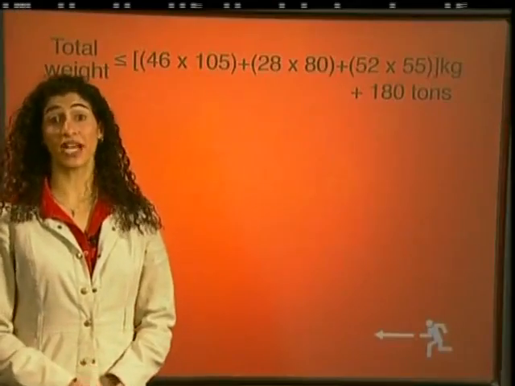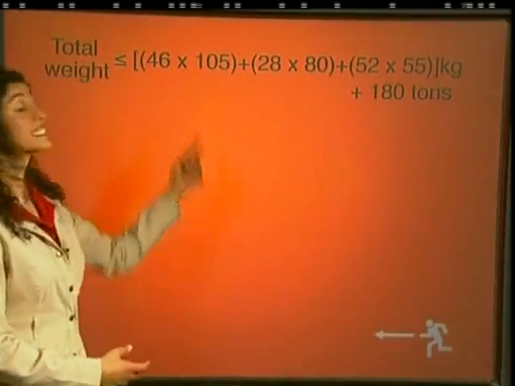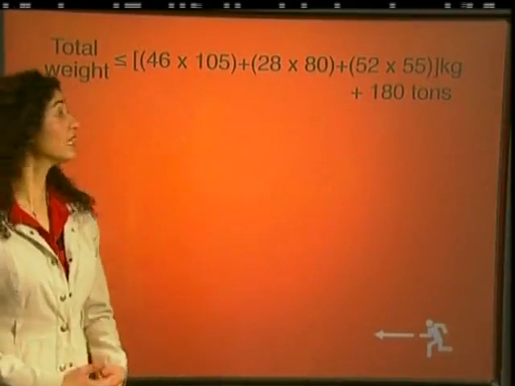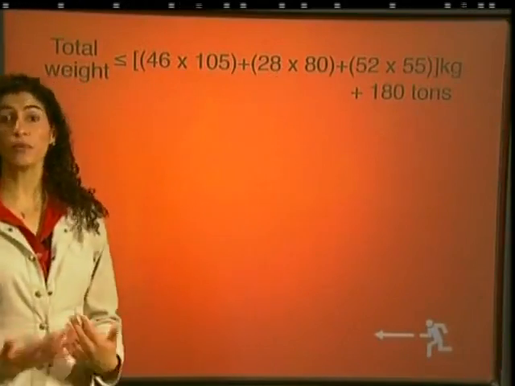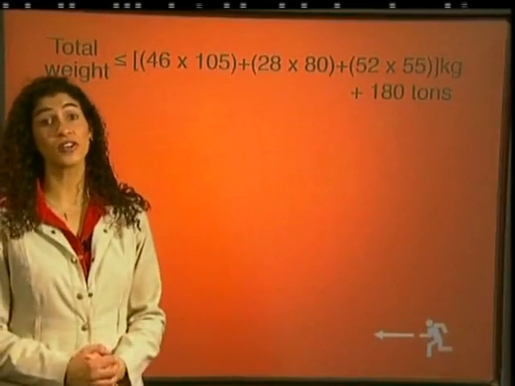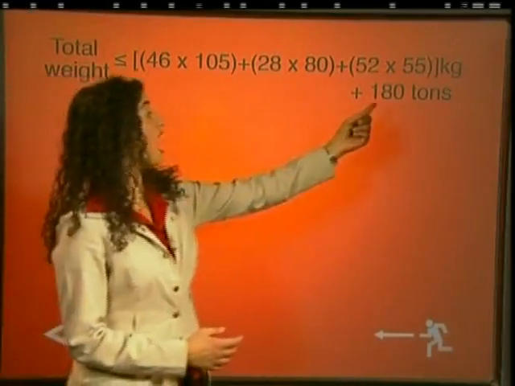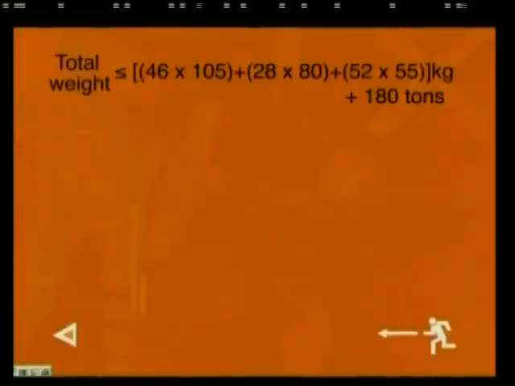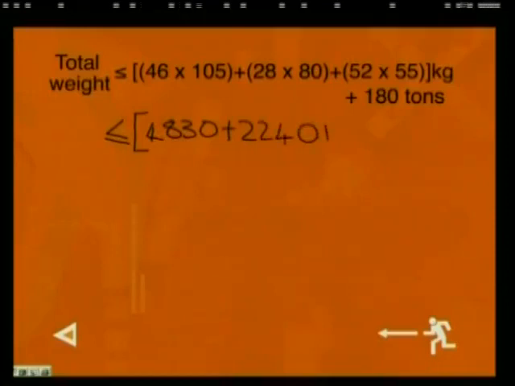So the total weight of the wheel is 46 times 105, which is the weight of the men, plus 28 times 80, which is the weight of the women, plus 52 times 55, the weight of the children, and don't forget the weight of the wheel, 180 tons. The wheel will be less than or equal to 4830 plus 2240 plus 2860 kilograms plus 180 tons.